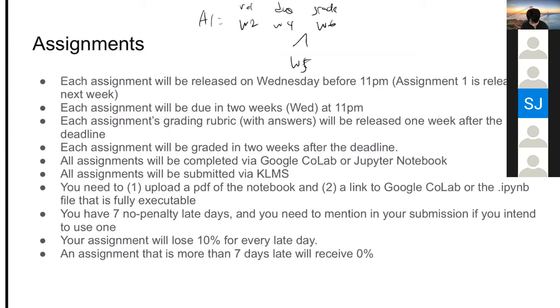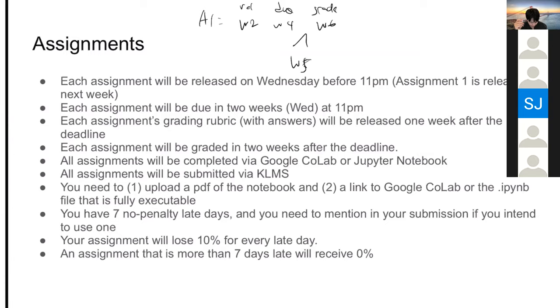And all the assignments will be completed via Google Colab or Jupyter Notebook. If you have a good local machine, then you're, of course, welcome to use your local machine or your server for the assignment. But otherwise, please use Google Colab. And all assignments will be submitted on KLMS.